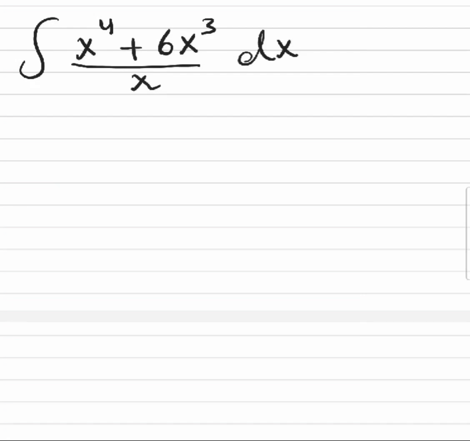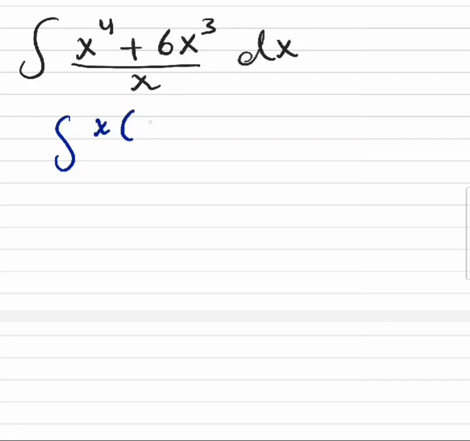Let's try this one. (x to the 4th plus 6x cubed) divided by x dx. What should we do here? What would you do in this problem? Now, if you have a fraction with a single term in the bottom, separate it into two smaller fractions.